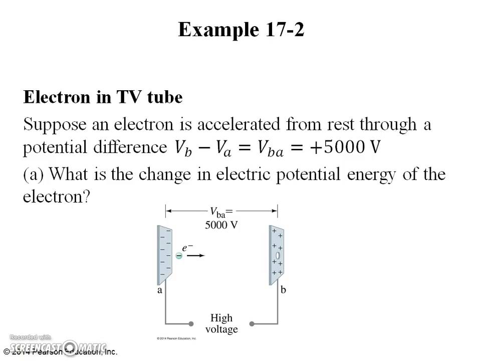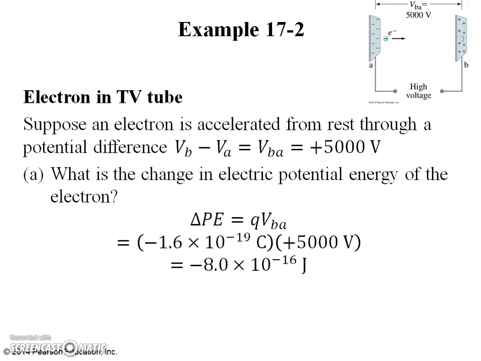Here's an example. Press pause to solve. Suppose an electron is accelerated from rest through a potential difference of positive 5,000 volts. What is the change in the electric potential energy of the electron? Using this equation below, you plug and chug and you get negative 8 times 10 to the negative 16 joules.